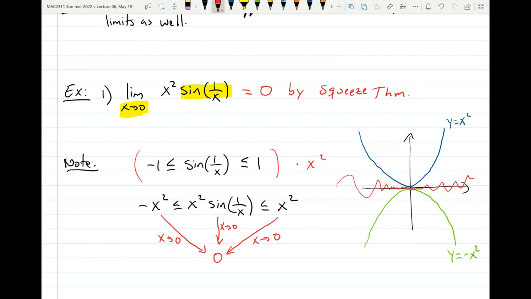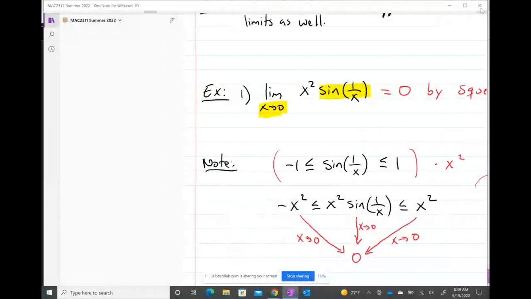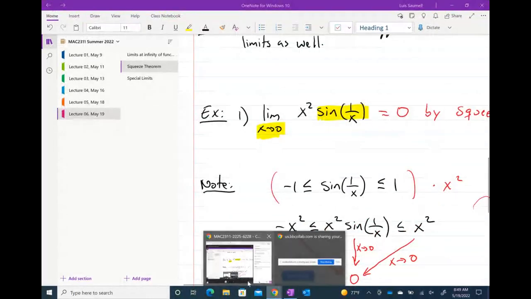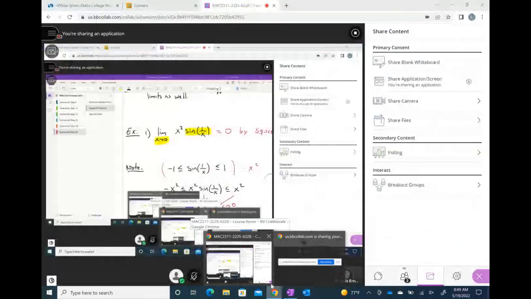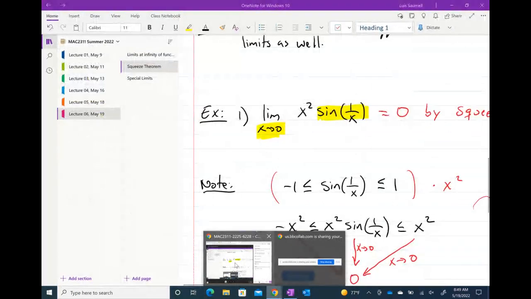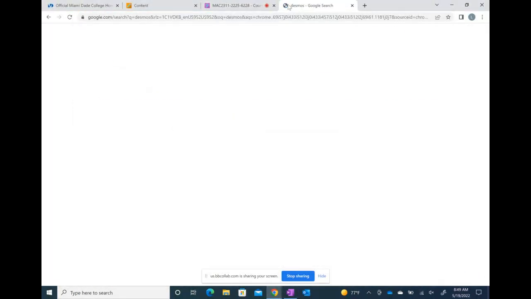That's more or less what's going on here. Let me bring up Desmos and let's give it a try. Let's show a picture so you can actually see what I'm talking about. It's going to be a better picture than what I just drew here. So let's go here, Desmos.